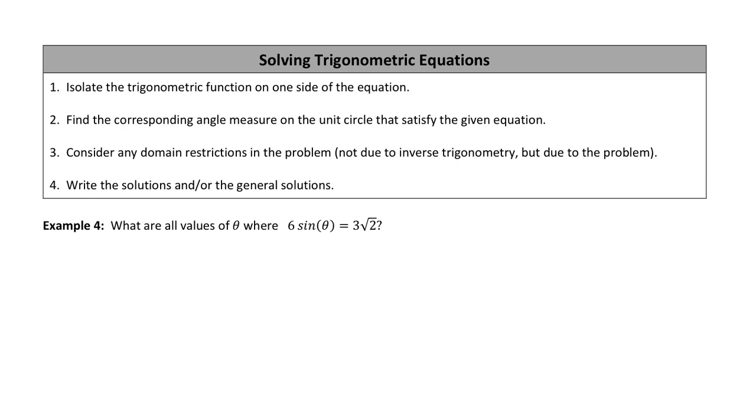Step number 1 is we are going to isolate the trigonometric function on one side of the equation, if it's a linear trigonometric equation. Then we're going to find the corresponding angle measure on the unit circle. That's what you did just a second ago when you found those angles for me. We're going to have to consider any domain restrictions in the problem. Remember, this is not due to inverse trigonometry necessarily, but due to the actual question, the problem itself. And then write either the solutions or the general solutions, depending on if I'm asking for all or a restricted number of solutions.